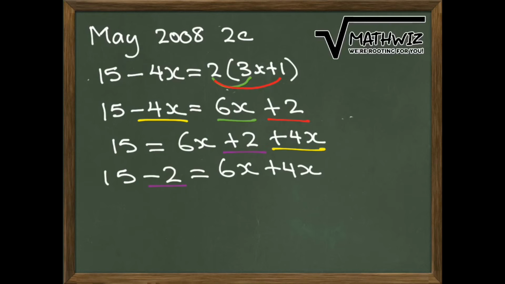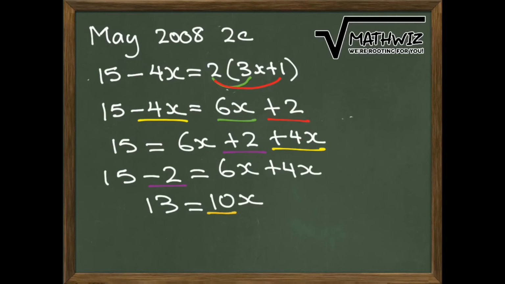So at this point now, we're good to go. So 15 minus 2 is 13, and 6x plus 4x. If you have 6 apples, somebody gives you 4 more. In total, you have 10.